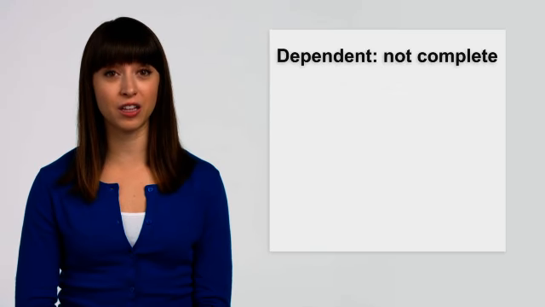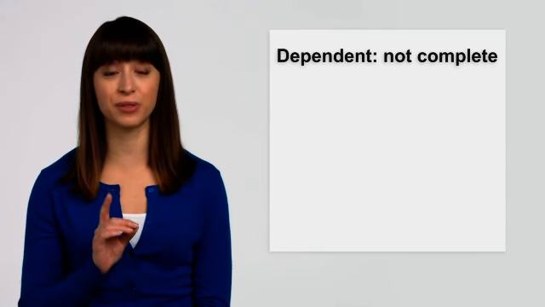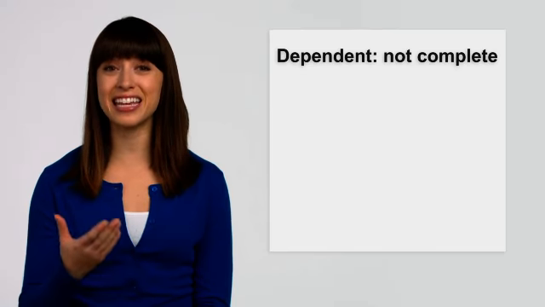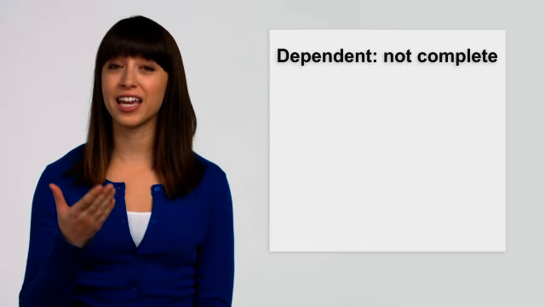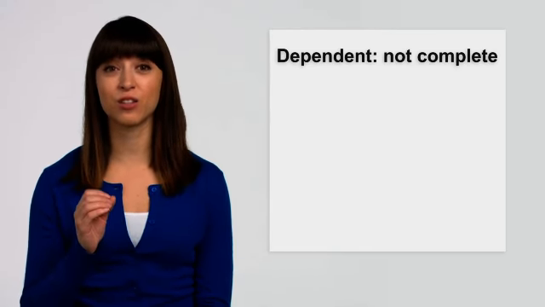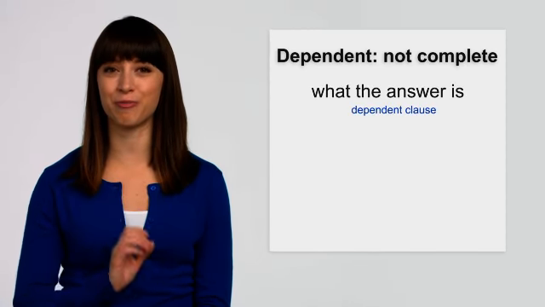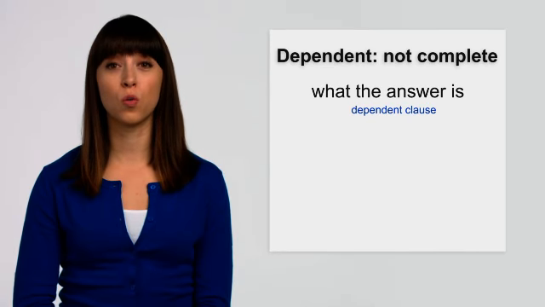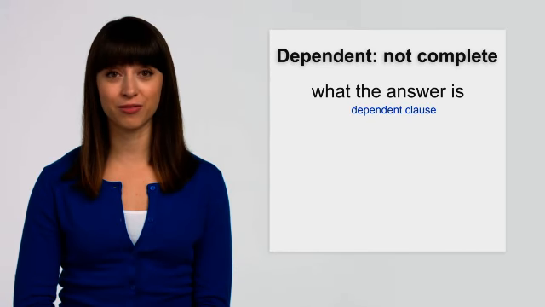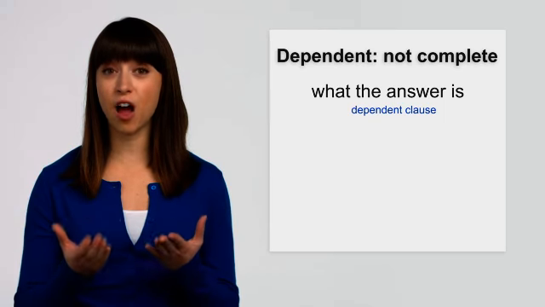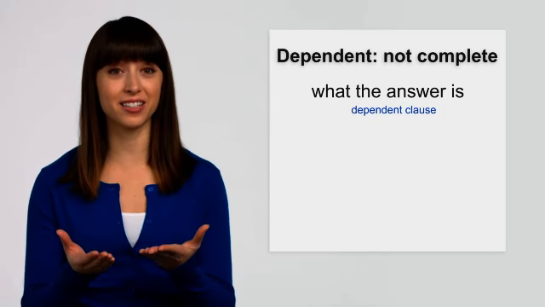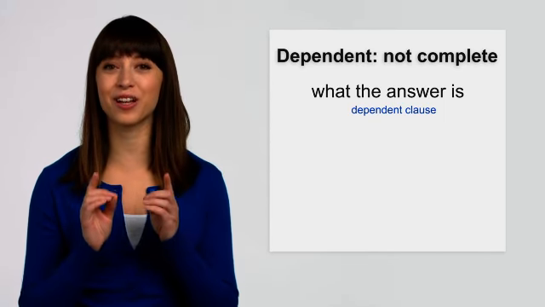A dependent clause is not a complete sentence. It needs something more. It has to be connected to a main clause. Look at this example. What the answer is. It is not a complete sentence. It can't stand alone.